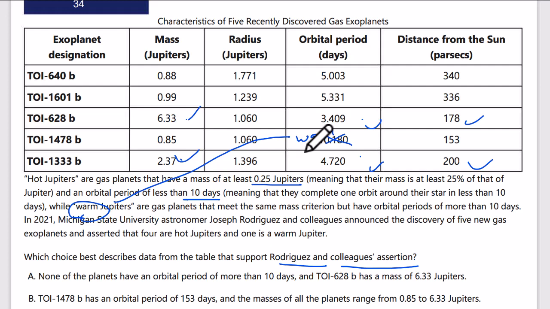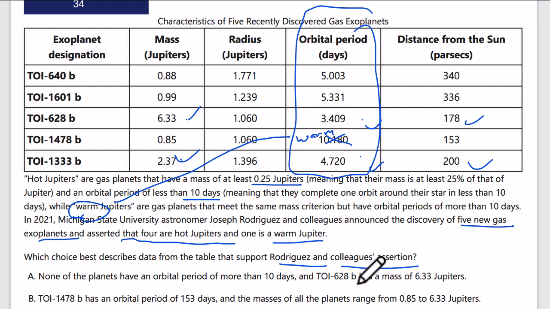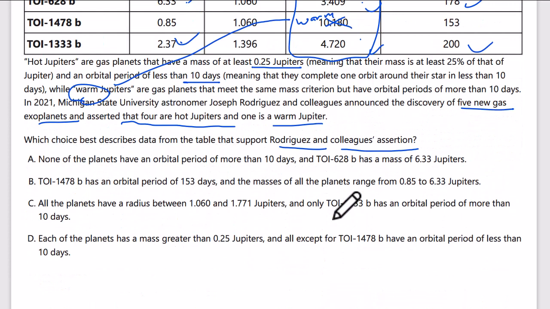In 2021, Michigan State University astronomer Rodriguez and colleagues announced the discovery of 5 new gas exoplanets and asserted that 4 are hot Jupiters, 1 is a warm Jupiter. That's true, right? The data here in orbital period supports that. 4 are less than 10 and 1 is just over 10. That's the claim. All right, well, let's look at the evidence.